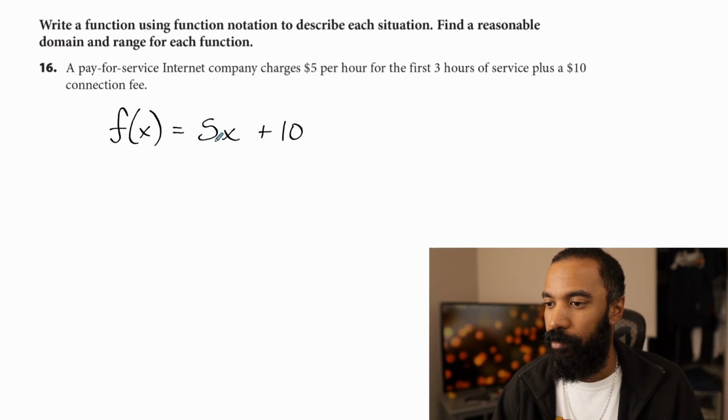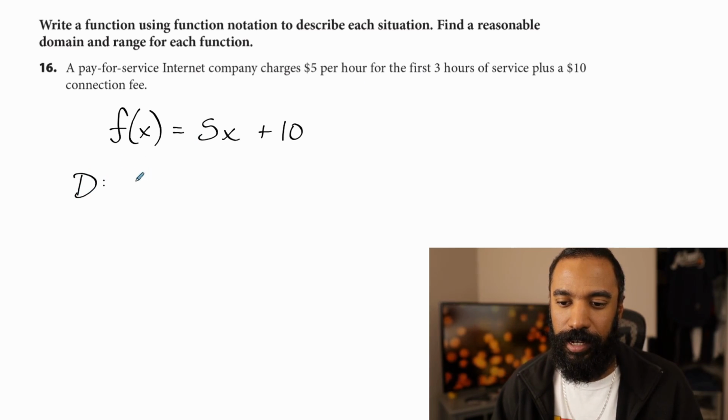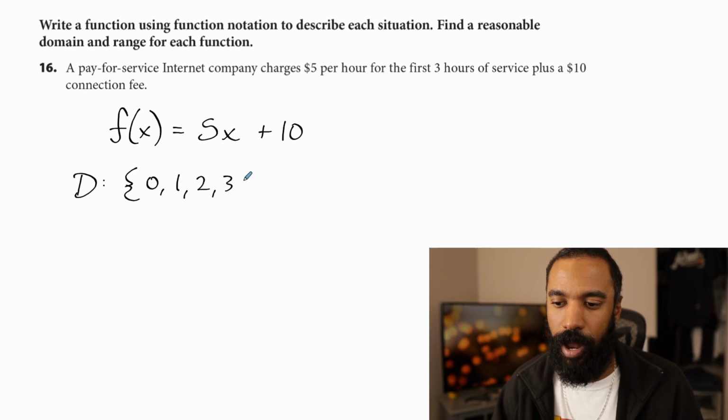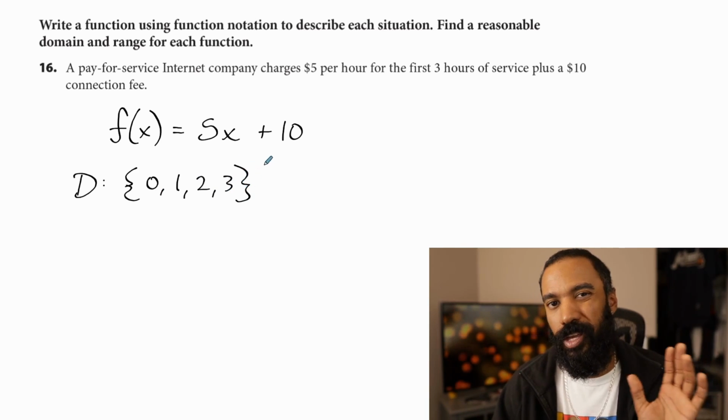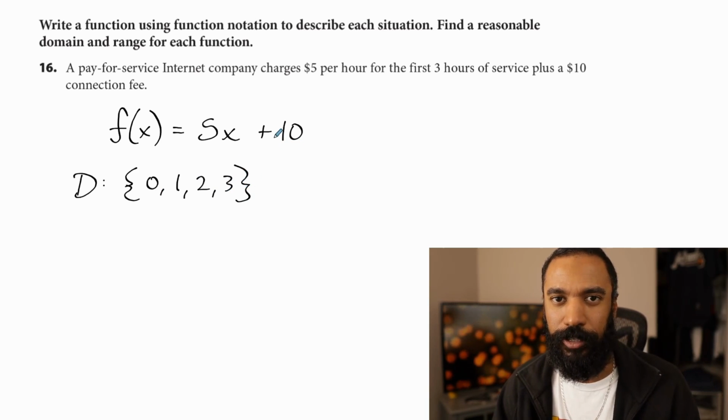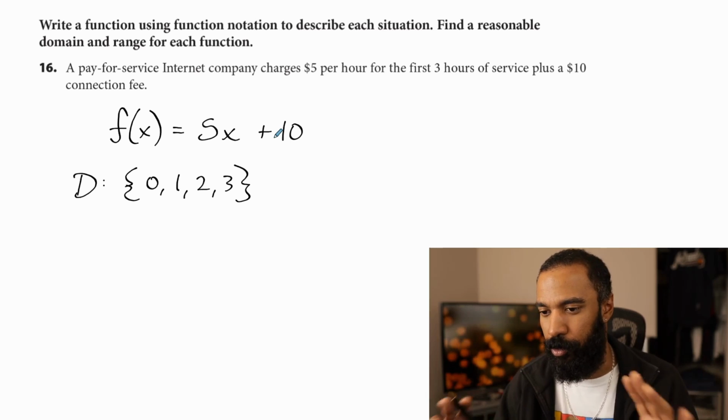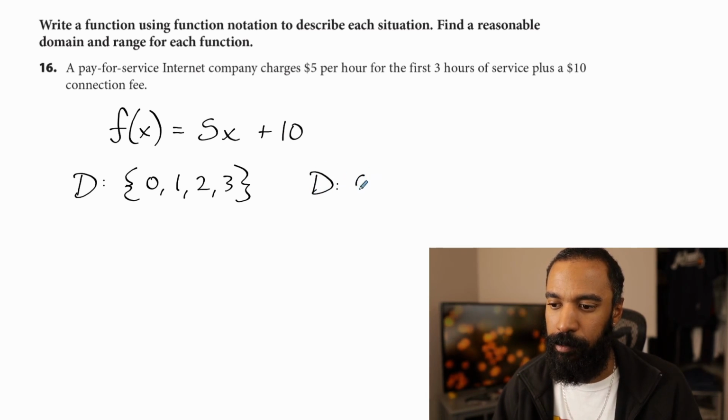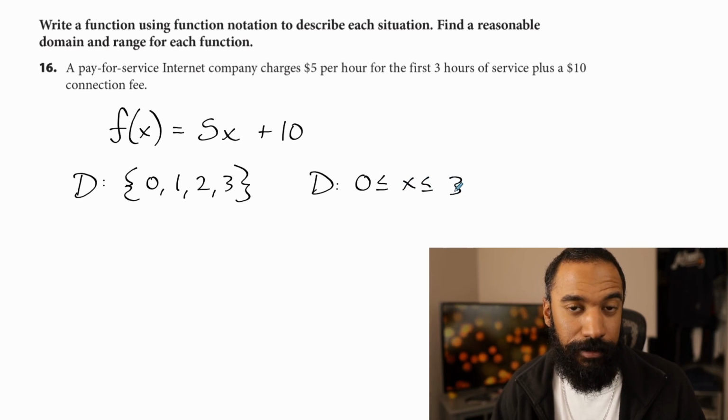Okay. For the first 3 hours, so domain, the first 3 hours is 0, 1, 2, or 3. And again, you could do what's called a step function here and make it a continuous interval from 0 to 3 like this. Domain could be 0 to 3 because it's not like you can't stop at hour 2.5.